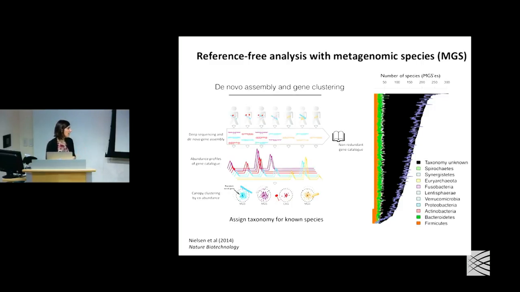They group together. And then you can use references to assign taxonomy. Again, we rely on taxonomy for that. But you can see how many of those clusters actually are not labeled by reference genomes. So here I'm showing you the number of species that are present in all of these different samples. Each row is a sample. And colored in black are all of the clusters where the taxonomy is not known. So really, there's a huge amount of unknown space still in microbiome research because we rely on what's known in order to determine what's present.